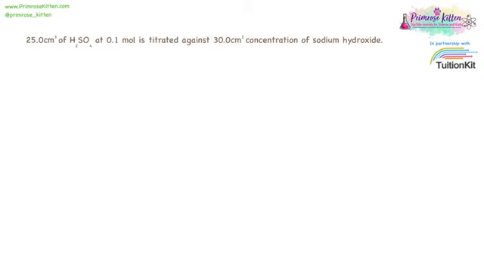25 centimetre cubed of sulfuric acid at 0.1 mole is titrated against 30 centimetre cubed concentration of sodium hydroxide. Find the concentration of sodium hydroxide. First thing we need to do is to write an equation. So H2SO4 plus NaOH is going to give us sodium sulfate plus water.